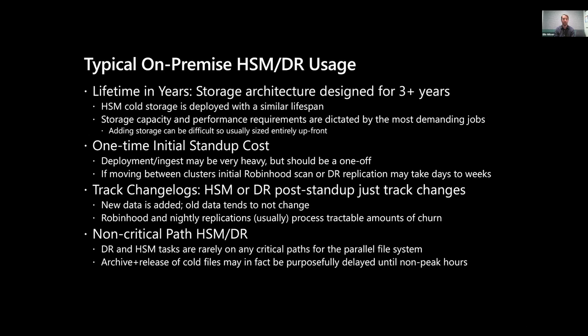And finally, HSM and DR is almost never in the critical path. So users are not slowed down by these things unless they're accessing something that's particularly cold that they haven't touched in half a year or something. But yeah, archive and release of cold files may even be shunted to non-peak hours to avoid it getting in the way of things.